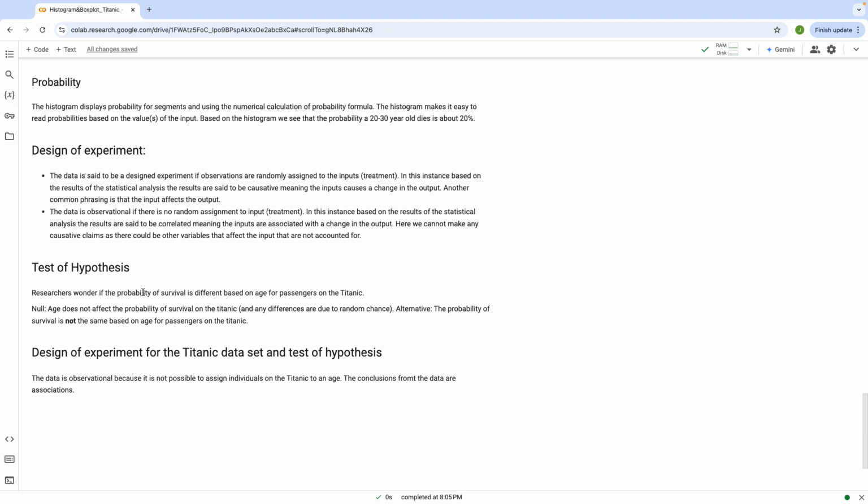In terms of test of hypotheses, researchers are wondering if the survival is different based on age for passengers of the Titanic. The null is a statement of no effect, that age does not affect the probability of survival. It's always a statement of no effect or equality. The alternative is that the probability of survival is not the same based on age.